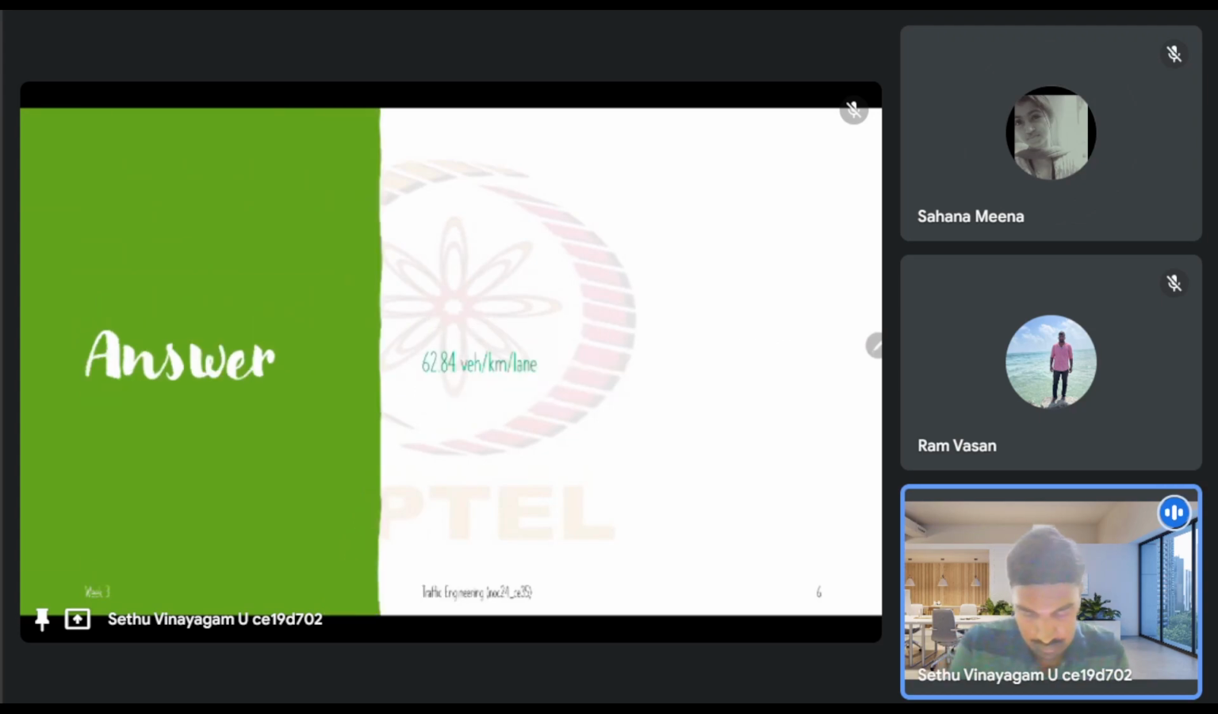So the answer is the density is 62.84 vehicles per kilometer per lane. But how do we get this? The relationship between density and occupancy is occupancy divided by the length of the vehicle plus the length of the detector. Okay, so that's the relationship between occupancy and density. We know what the occupancy is, we know the average vehicle length, and we know the detector length as well, right? So we have everything that we need, we can calculate it.